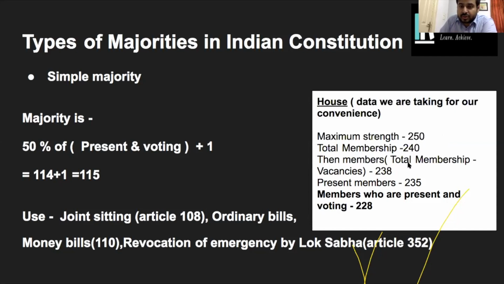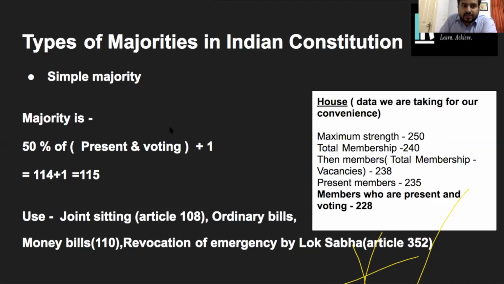Then members are those जो total membership से vacancies को remove करके provide किया जाता है. It means it is the membership except the vacancies. Let us take an example. In Lok Sabha, there are 543 members, and if one member resigns, so that will create a vacancy. So then membership means उस time कितने members हैं, and present members means जो उस दिन present है उस sitting में, and जो members vote कर रहे हैं present होने के बाद, that will be considered as members present and voting.